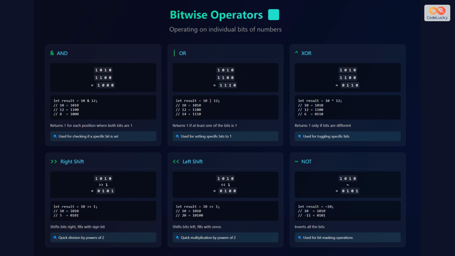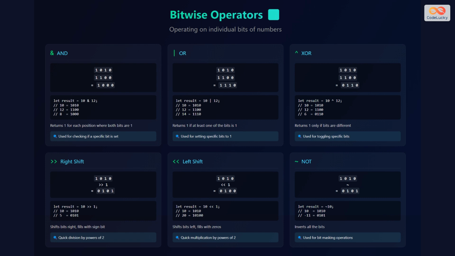The XOR operator returns 1 only if the bits are different. For example, 10 XOR 12 is 6. 10 is 1010 in binary, and 12 is 1100 in binary. The XOR operation gives 0110, which is 6 in decimal. This is used for toggling specific bits.